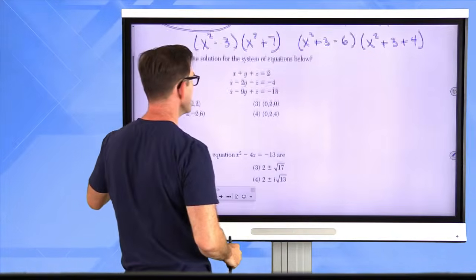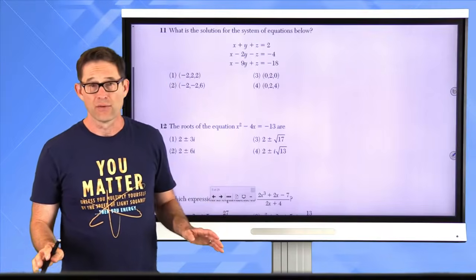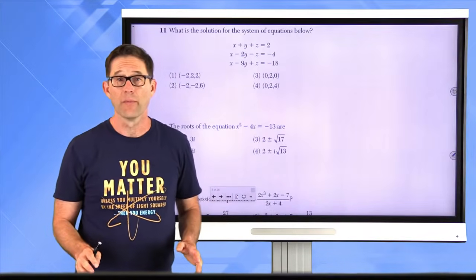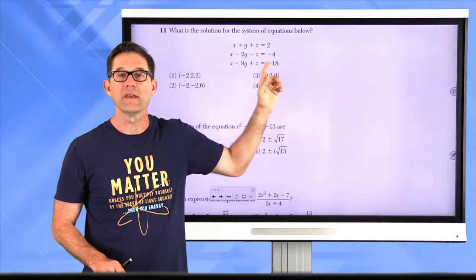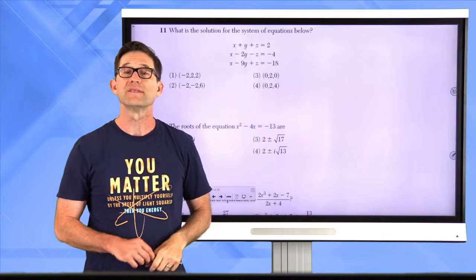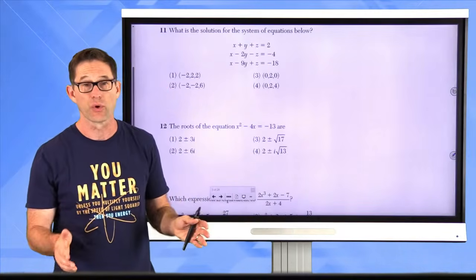And I just got some room. All right, let's talk about this. Now, one thing, before I go into the algebra, one way of doing this problem is taking each one of these 4 choices and substituting them into each one of these 3 equations to see which one of the choices makes all 3 equations true, right?